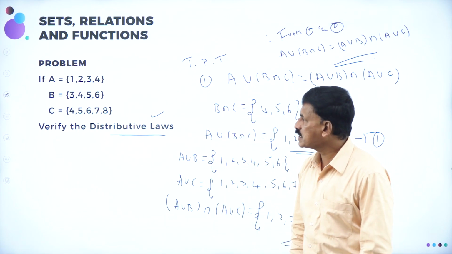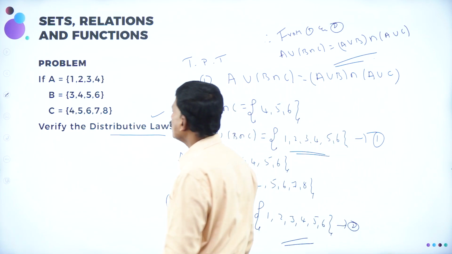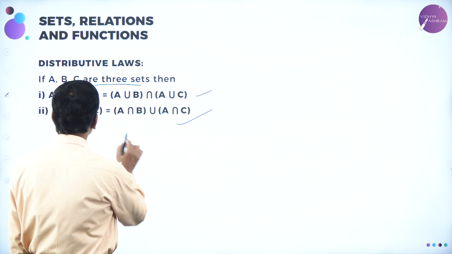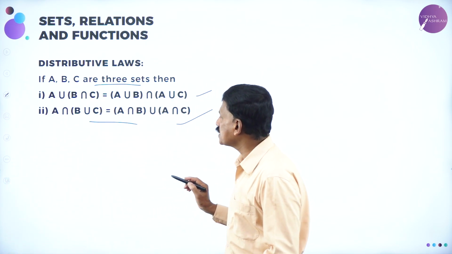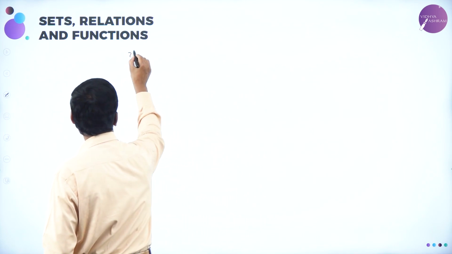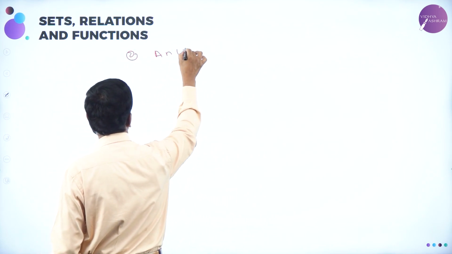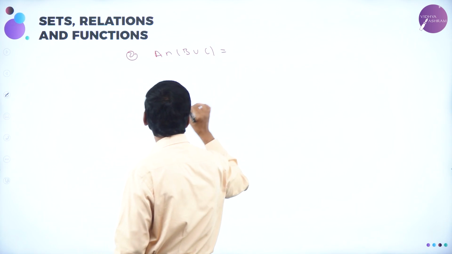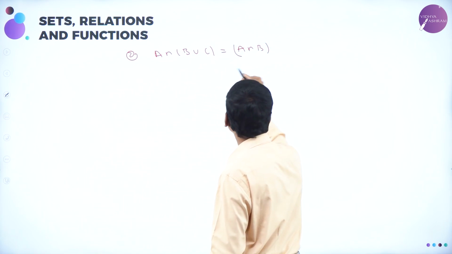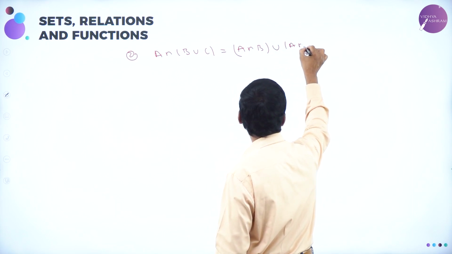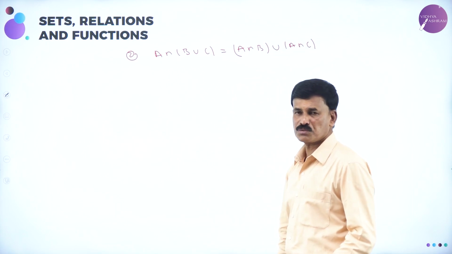Now, similarly, let us take one more distributive property. What is that other distributive property? In case of intersection, let us take this. Second property: A intersection (B union C) is also equal to (A intersection B) union (A intersection C). This is the second distributive property.